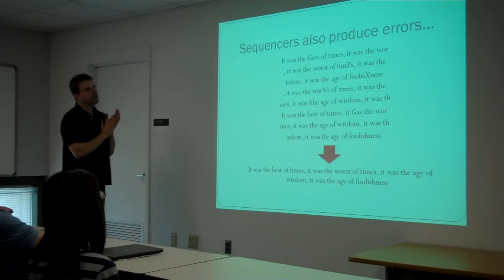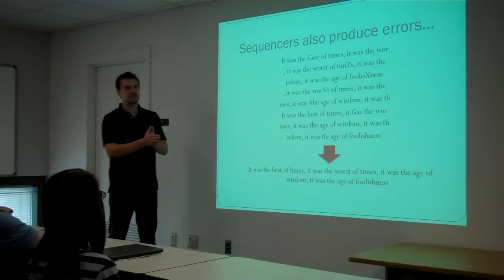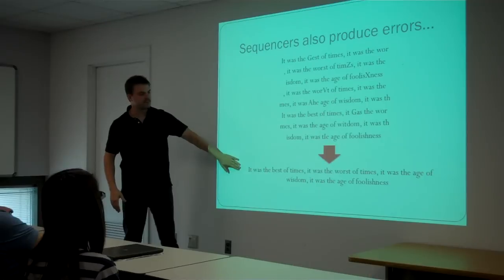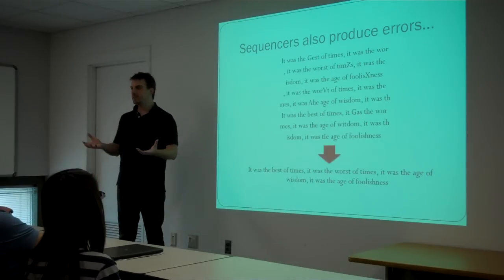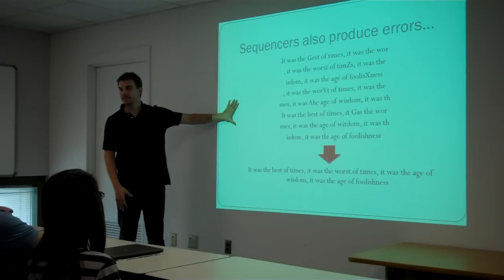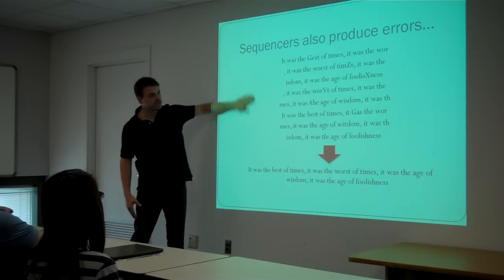The other problem is that these sequencers also produce errors in the sentences. So you don't just have what I showed you before, it was the best of times, it was the worst of times. In the absence of errors, many of the uninteresting problems go away. I call them uninteresting because I don't find errors that interesting. I want to get rid of them as quickly as possible. But it turns out the most intractable component of this problem, or the first intractable component, is that we have a lot of errors in the sequence that's being read out.